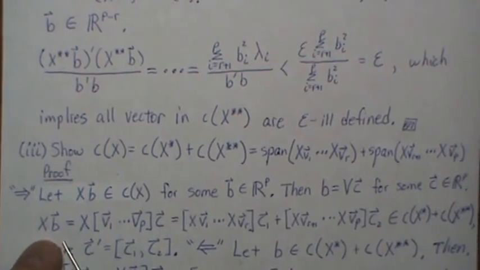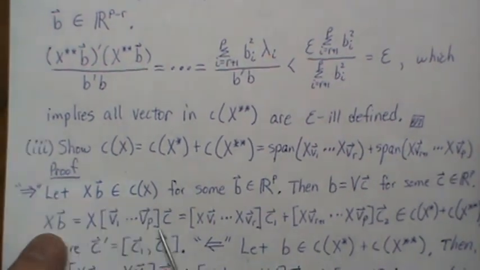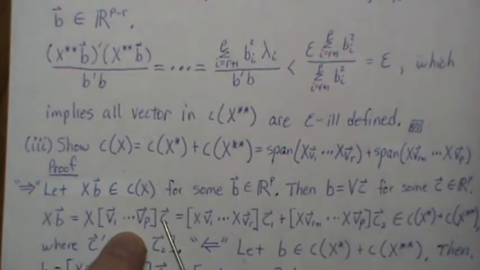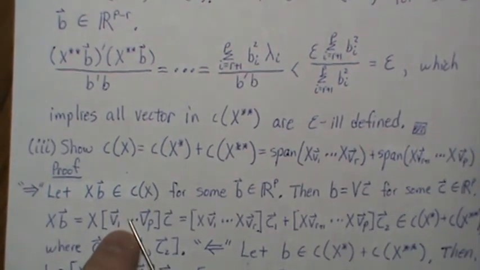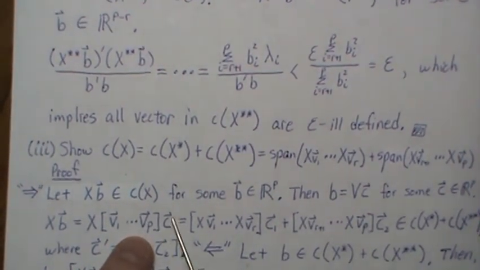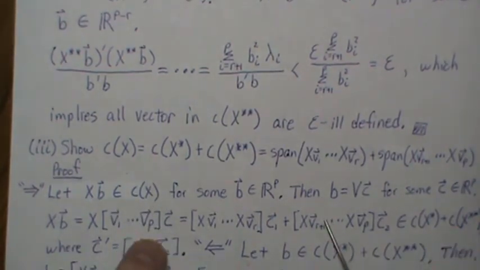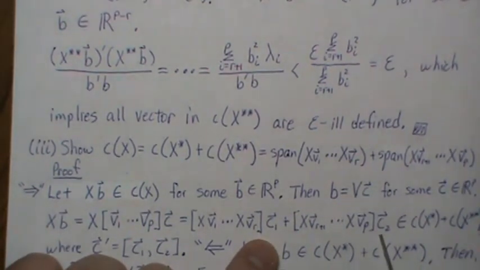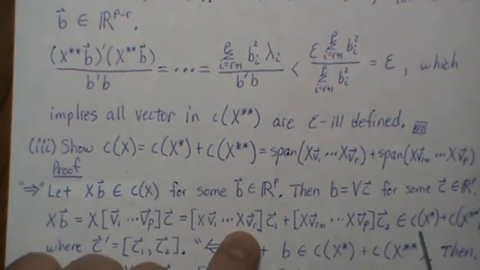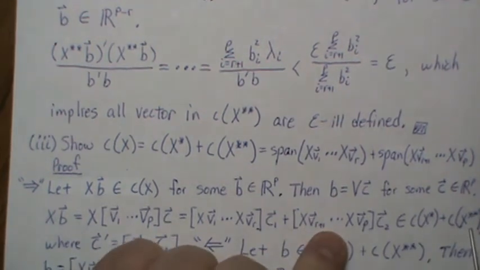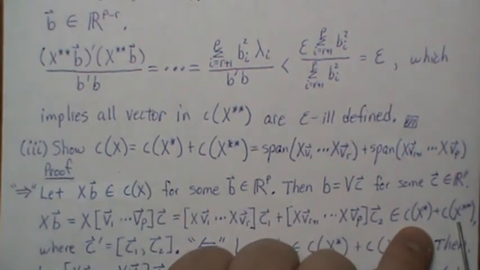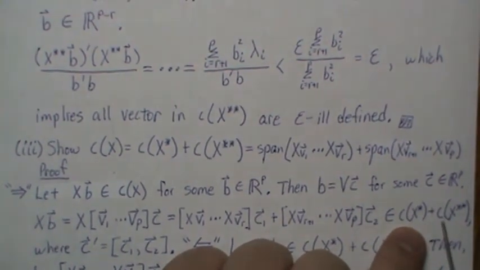So now let's let X be, and we're going to write out what b is. Remember, this is V, so there's p columns, and that's c. Now if we split this, so if we take the first r columns, and then the last p minus r columns, and then split c into c1 and c2, so this multiplication works, right? We get this. But this is in the column space of X star, and this is in the column space of X double star. So a vector in the column space of X is actually in the column space of these two subspaces added together.